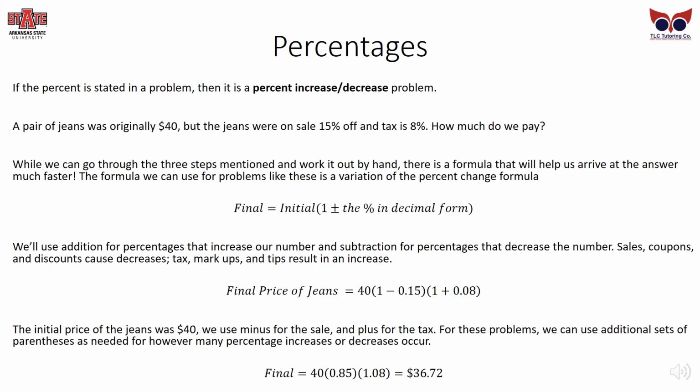The initial price of the jeans was $40. We use minus for the sale and plus for the tax. For these problems, we can use additional sets of parentheses as needed for however many percent increases or decreases may occur. Thus, the final price of my jeans would equal $40 times 0.85 times 1.08 for a final price of $36.72.